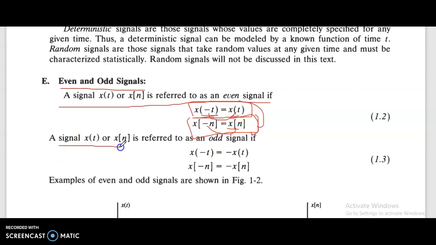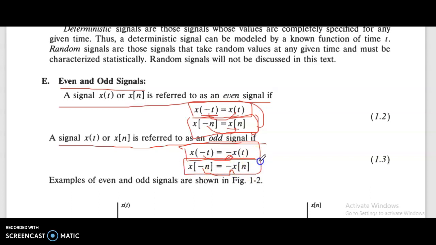A signal x of t or x of n is referred to as an odd signal if x of minus t equals minus x of t. That is, the minus will come to the other side, after the equals sign, then it is called an odd signal. If the negative also comes in the discrete case, then it is called an odd signal.